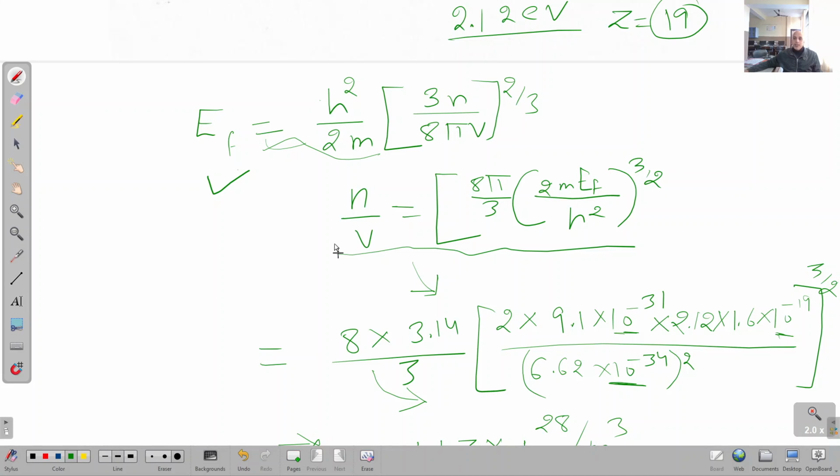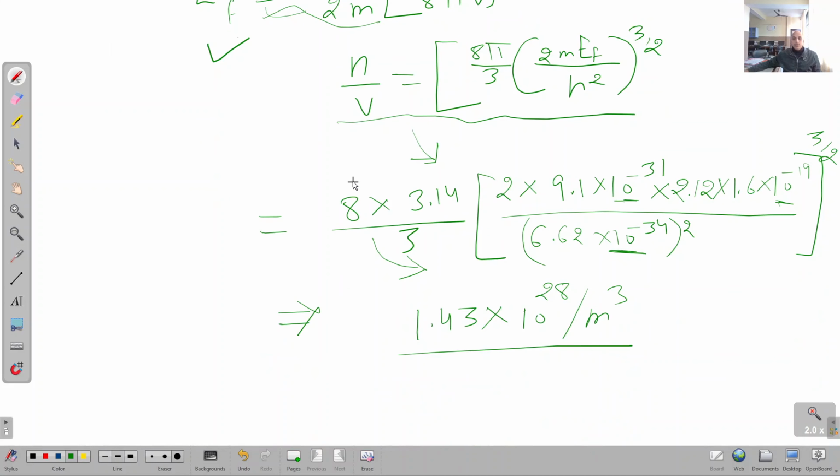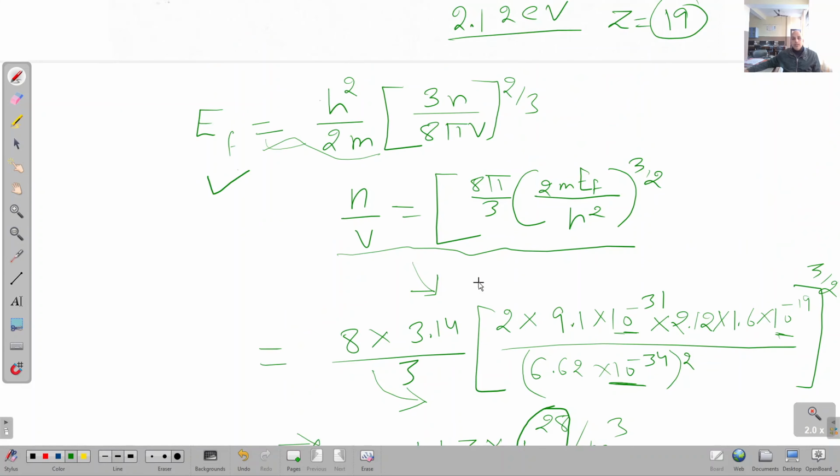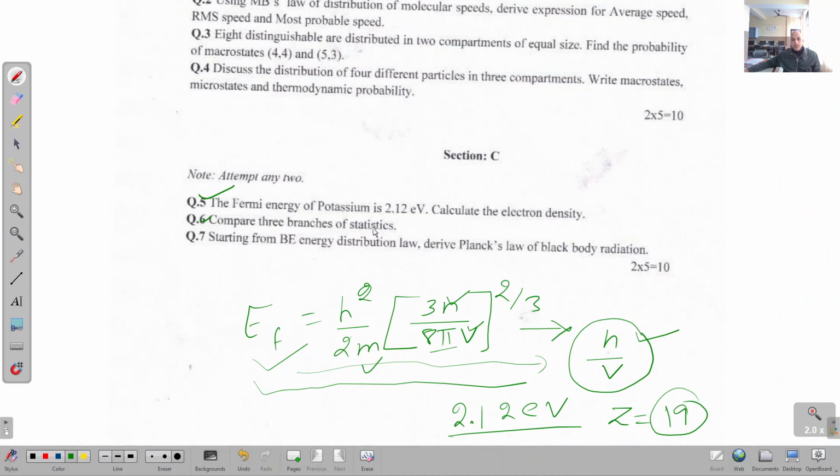N upon V, concentration of electron, means number of electron per unit volume. So here you can see the answer is 1.43 into 10 raised to power 28 per meter cube. Means this much number of electrons are present in per unit volume of potassium, right? So this is the answer to this question.